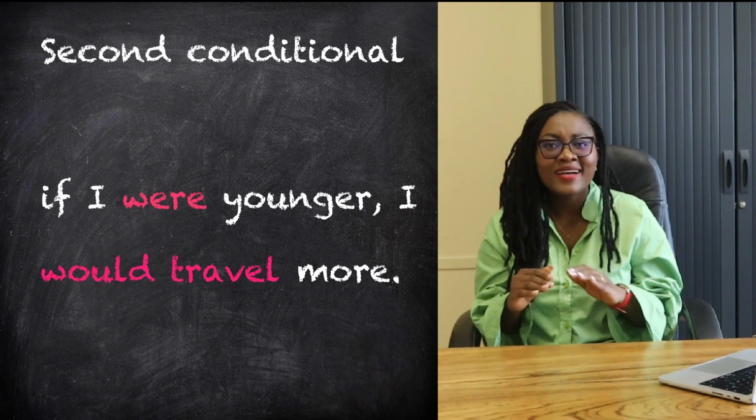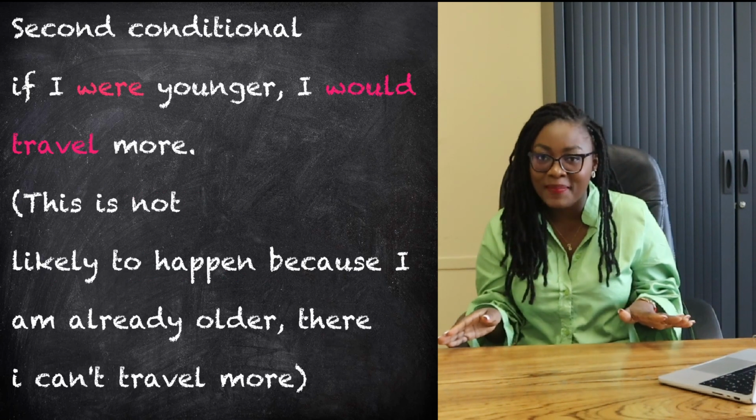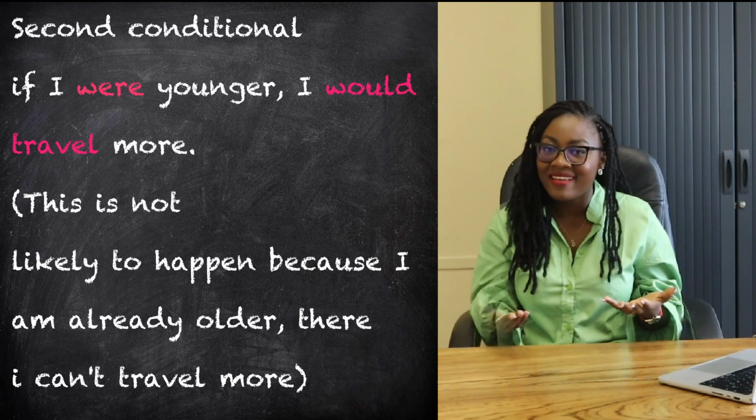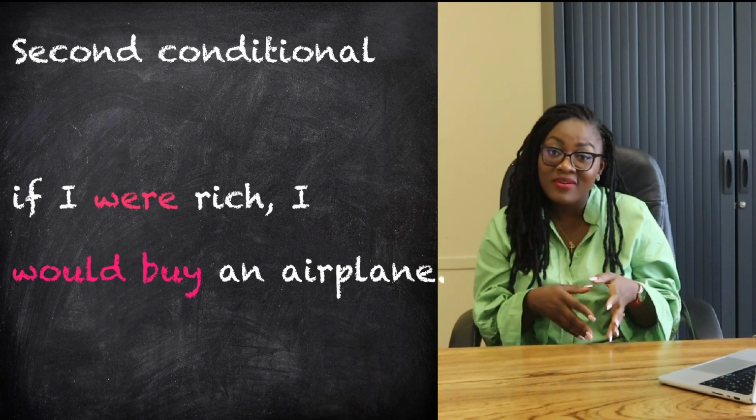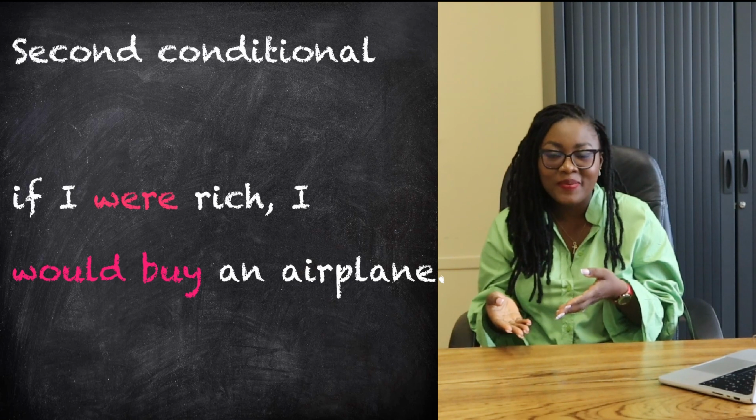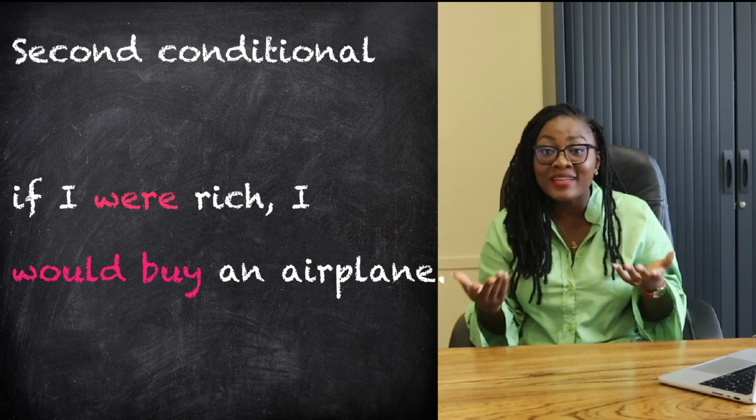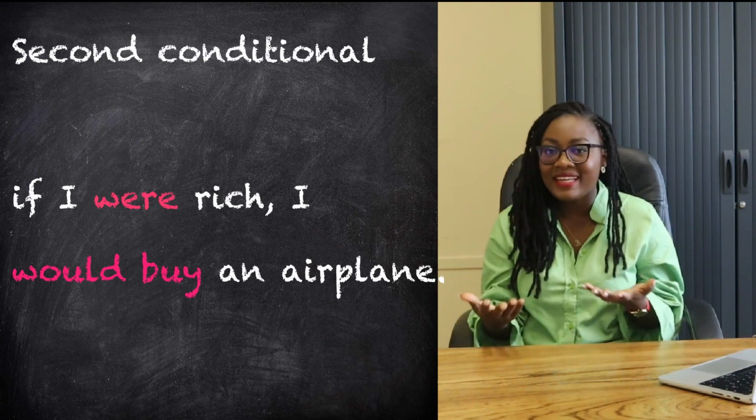I'm not younger, I'm not going to travel more, it won't happen. It's unrealistic. Another example, if I were rich, I would buy an airplane. I'm not rich, I'm not likely to get an airplane anytime soon.